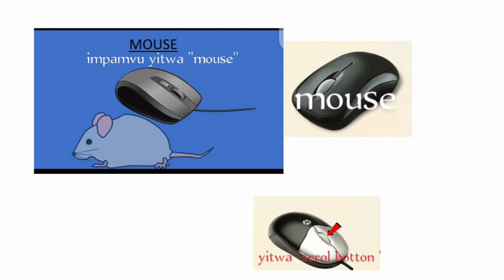Second part, we have the mouse. Here it is, a mouse. A mouse is an input device that helps us to connect with our computer. When we move our cursor around the screen, we use the mouse. The mouse connects the user to the computer.